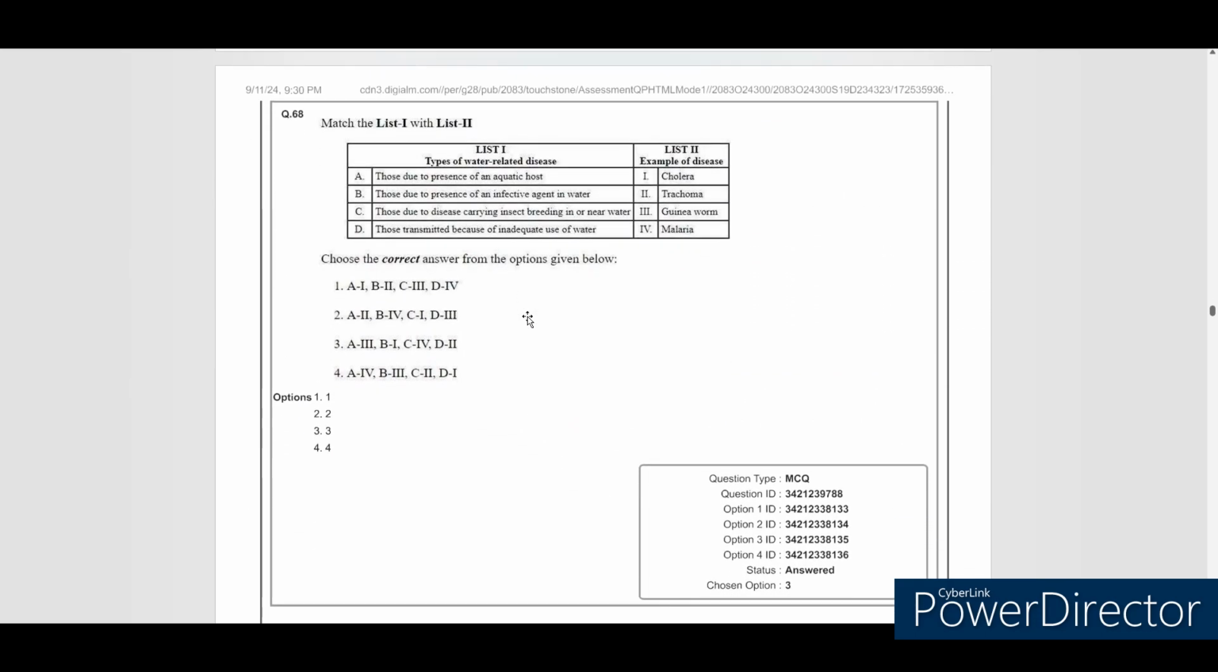Now coming to question number 68, which is a very direct question. Here you need to identify the easy option. For me, it is cholera. Cholera is due to the presence of an infective agent in water, right? So option B should be 1. Check the option which has B1, that is option 3. So the correct option is option 3. You don't need to check the other options.